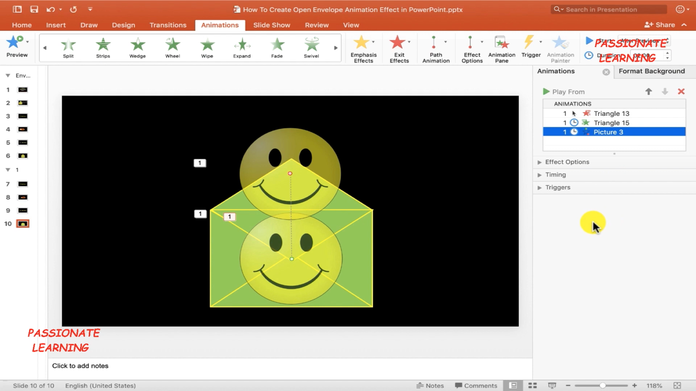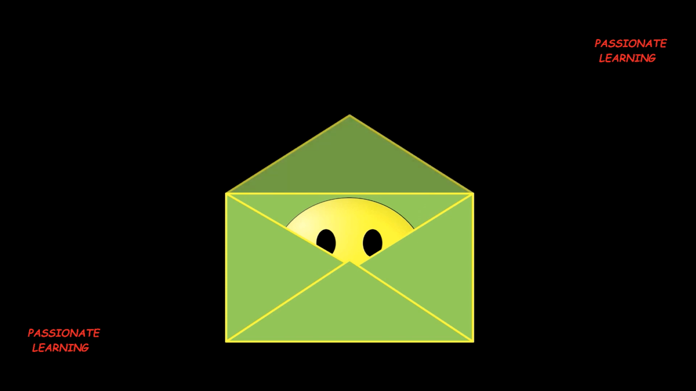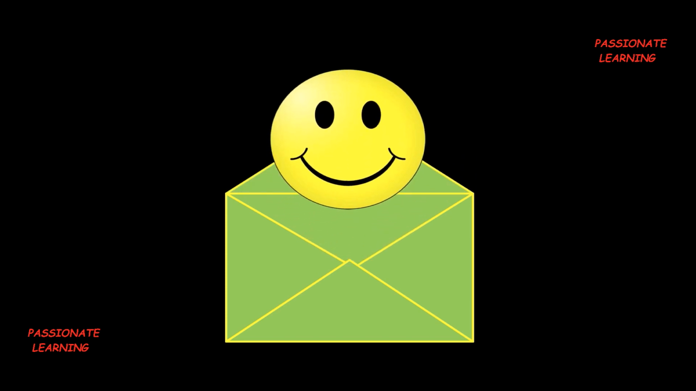So friends, let me now save this presentation by doing Ctrl+S, and then let us view the slideshow from the current slide. So friends, here we are. Now let me press the enter button, and you can see here that we have been able to again create a beautiful open envelope animation effect in PowerPoint presentations. So let me now press the escape button and come back.